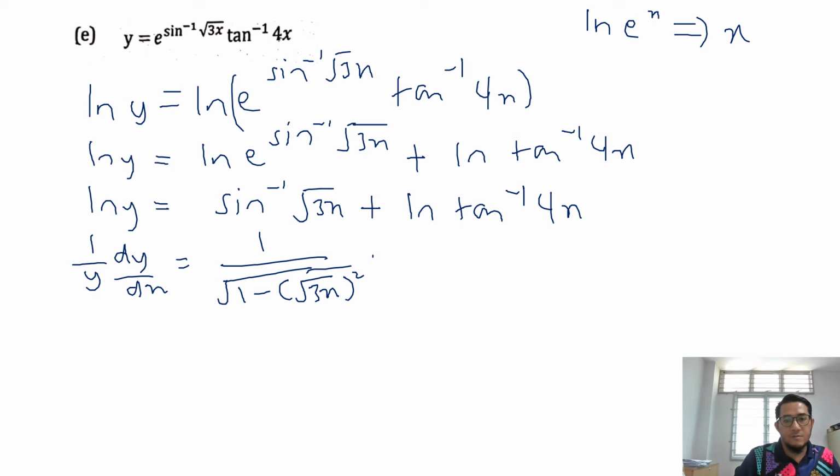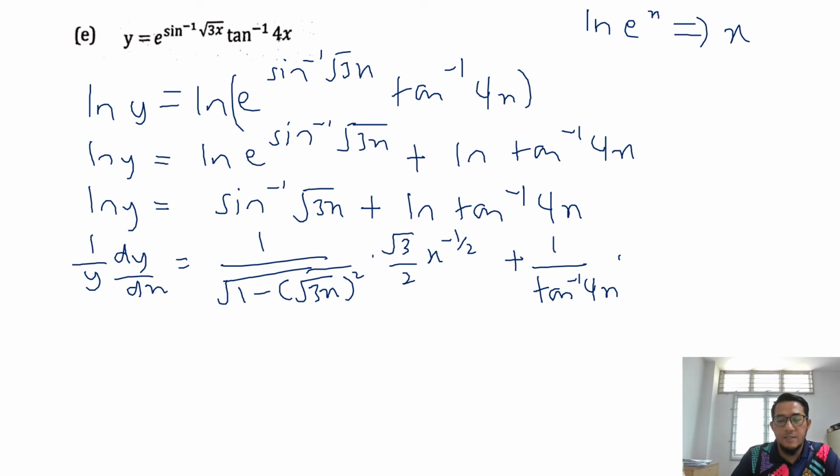Then differentiate square root of 3x, you should get 3 over 2x to the power of negative half, right? Plus differentiate ln, get 1 over tangent inverse 4x, and then differentiate tangent inverse, you should get 1 over 1 plus 4x squared, and then finally differentiate 4x, you get 4, right? And then you simplify the answer.